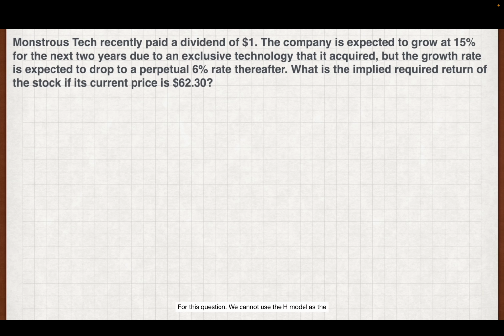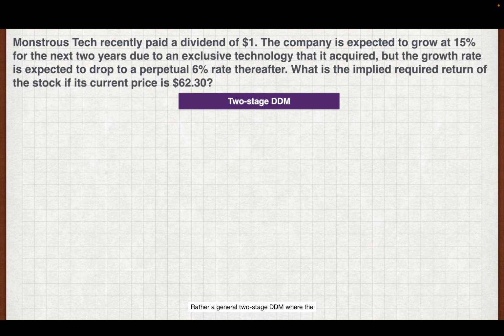For this question, we cannot use the H model, as the growth is expected at a constant 15% for the next 2 years. Rather, a general 2-stage DDM where the short-term growth rate is 15% and the long-term growth rate is 6% is appropriate. Before we disclose the answer, why don't you attempt to see if you can solve for R?